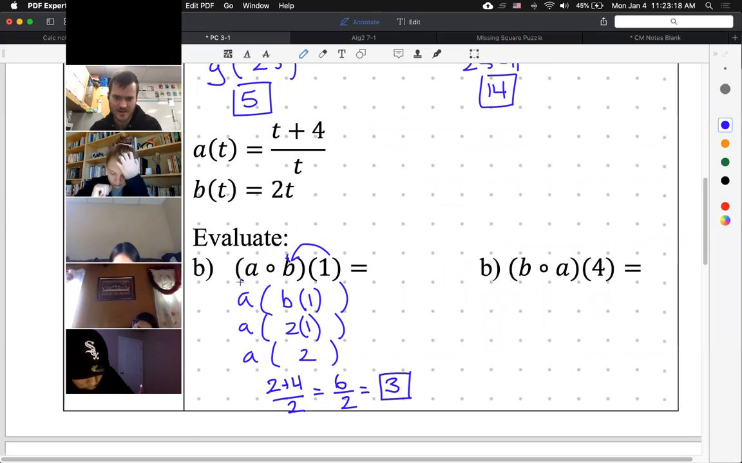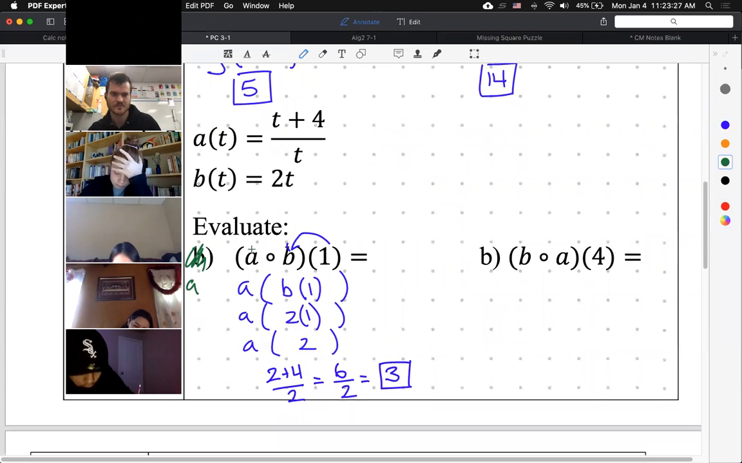And I have no idea what's going on with my letters. It should be a letter A. Let's change that up. That should be letter A. Did I do that up here too?